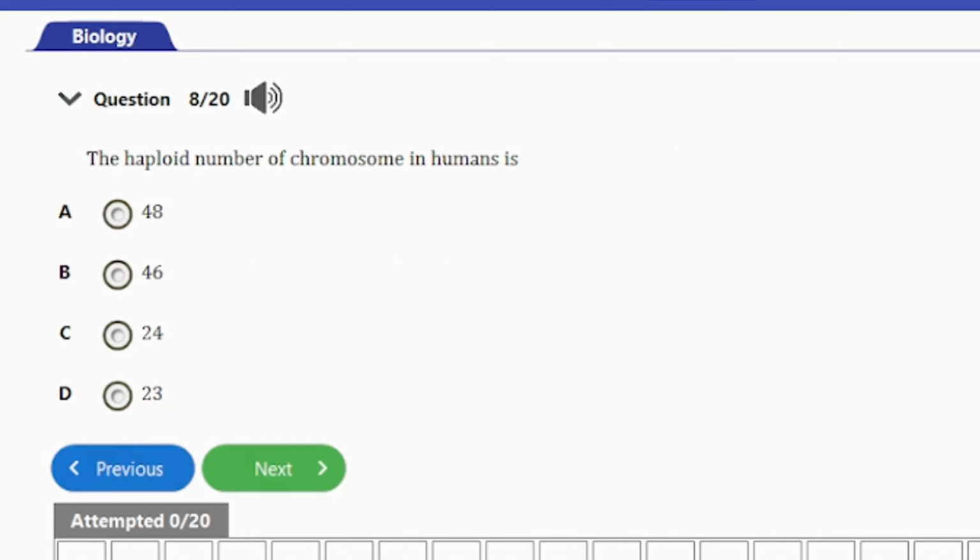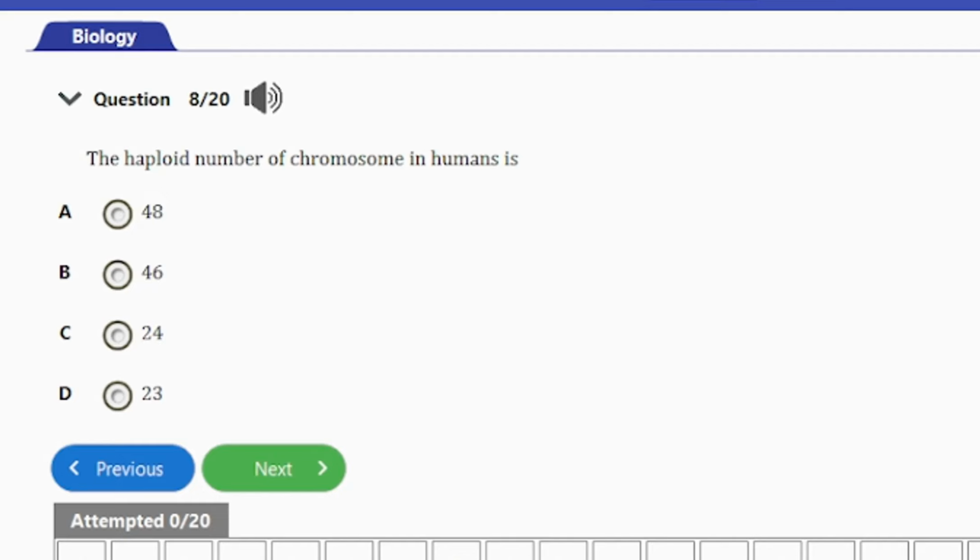So let's consider the next question, question number 8 here. The question here says, the haploid number of chromosomes in humans is A. 48, B. 46, C. 24, D. 23. So guys, the answer to this question is option D here.